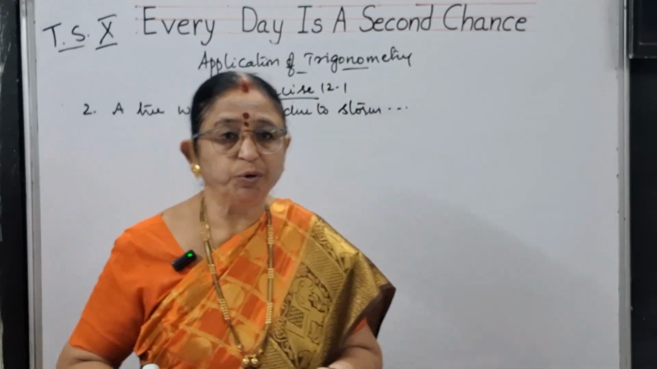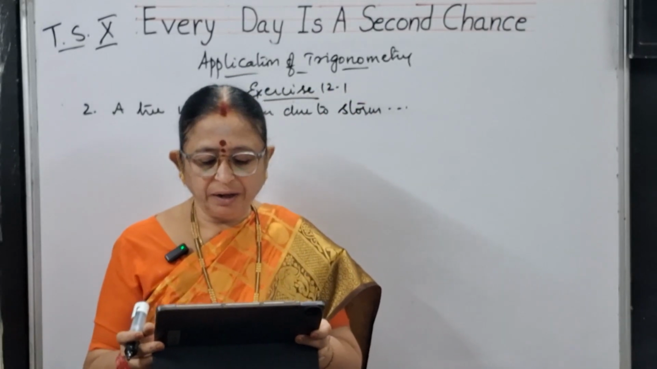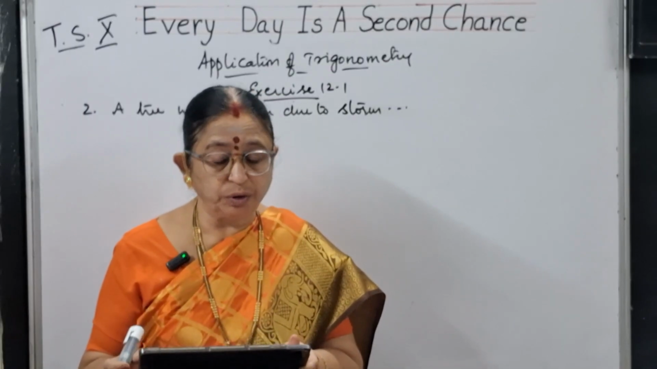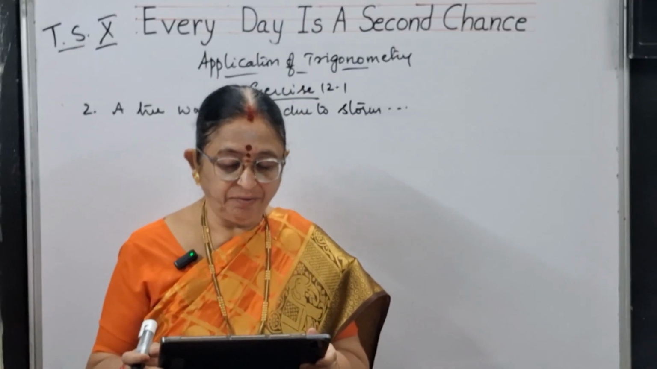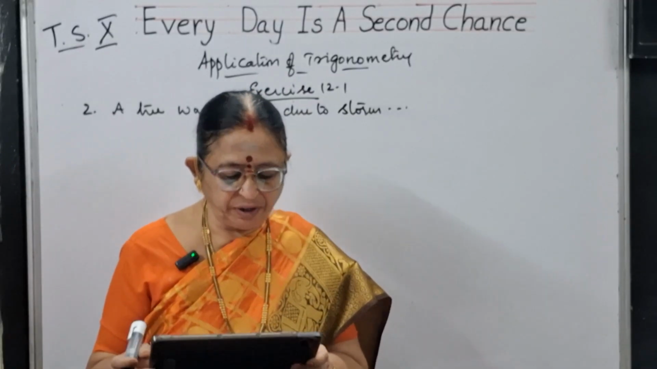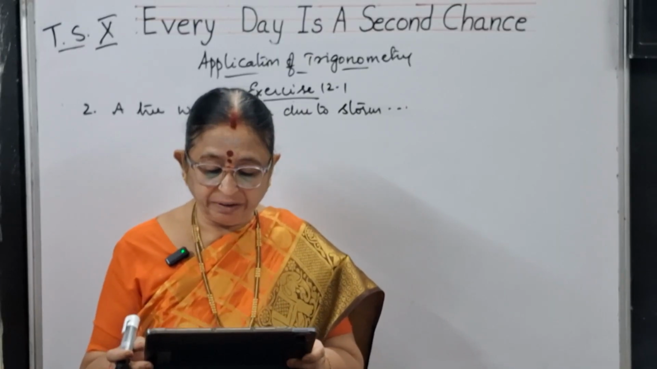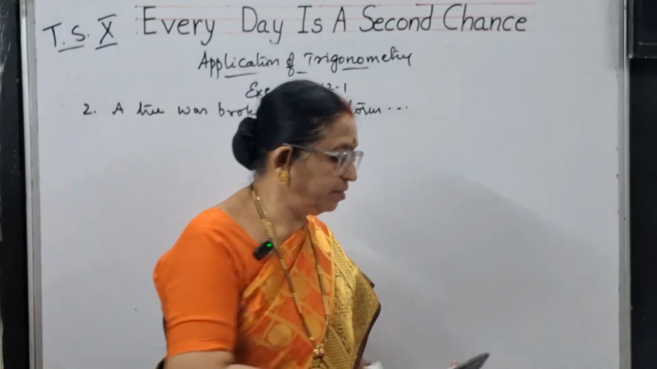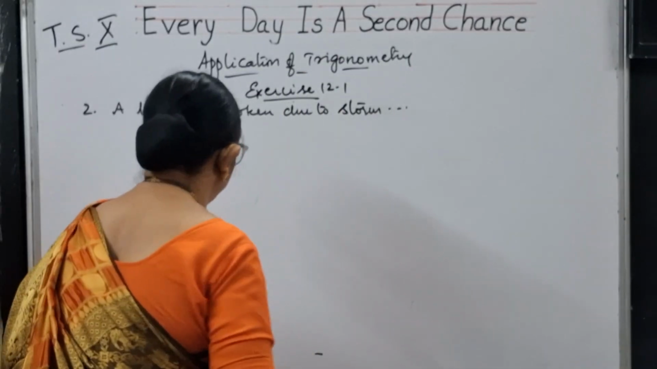A tree was broken due to storm, and the broken part bends so that the top of the tree touches the ground by making a 30 degrees angle with the ground. The distance between the foot of the tree and the top of the tree on the ground is 6 meters. Find the height of the tree before falling. This is the question. So there was a tree, children, earlier.